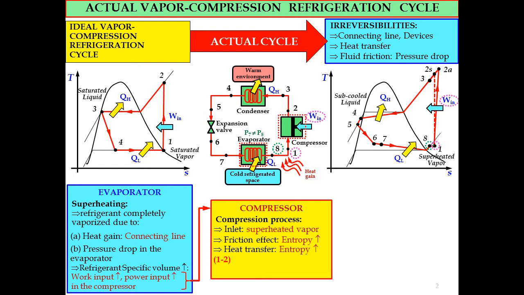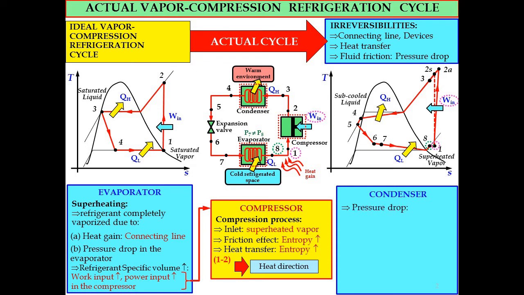And the heat transfer process, for example, heat transfer from the surrounding to the connecting line, also will increase the entropy value. And this entropy value, due to the heat transfer, actually depends on the heat direction. So if the heat transfers from surrounding to the refrigerant, the entropy value will increase. But if heat transfers from the refrigerant to the surrounding, the entropy value will decrease. So that's why the value of entropy based on the heat transfer actually depends on the direction of the heat transfer.